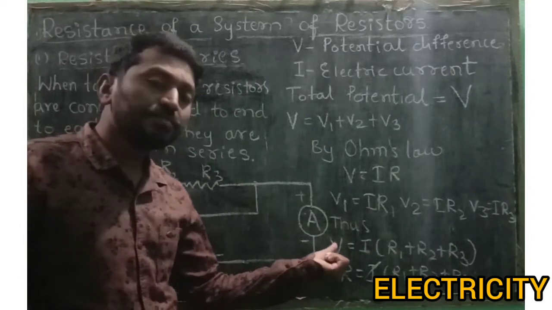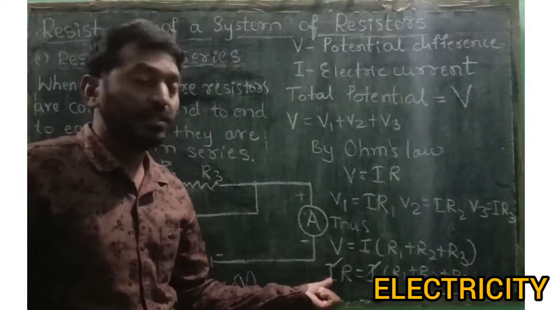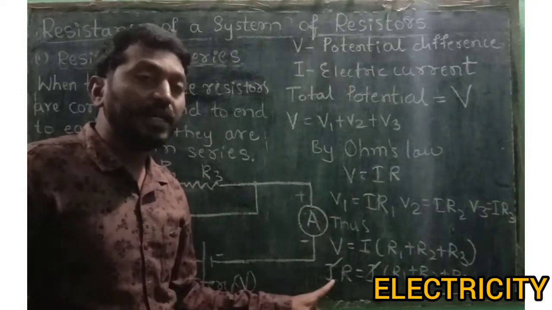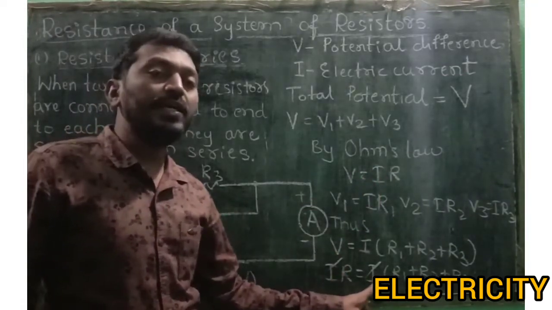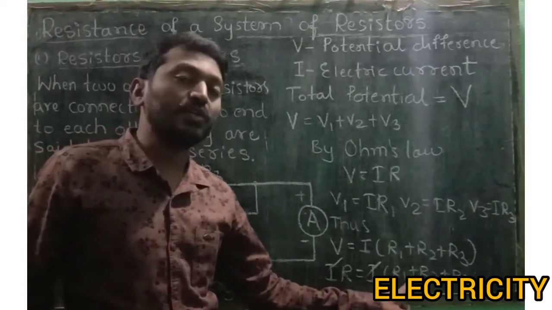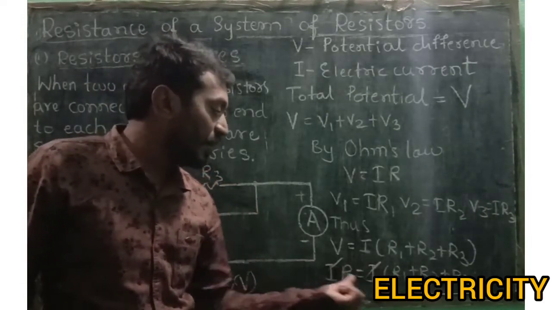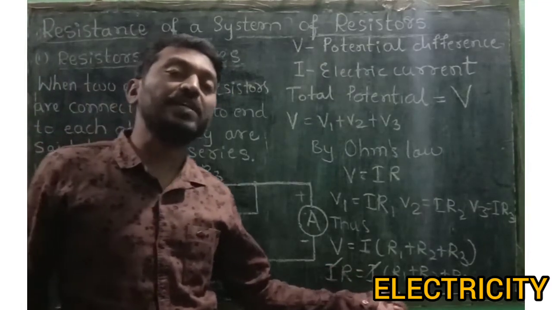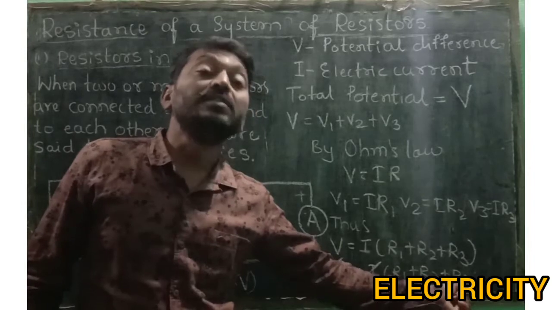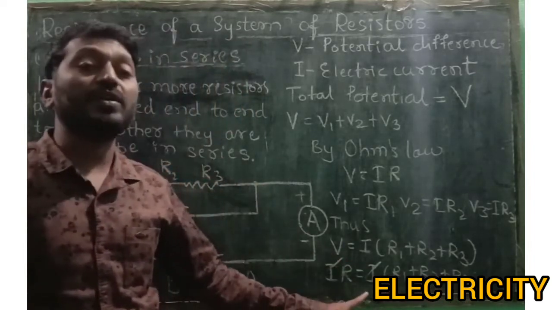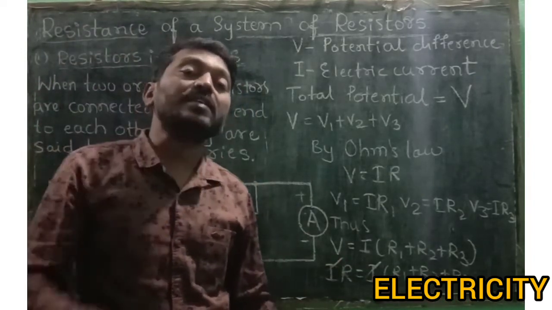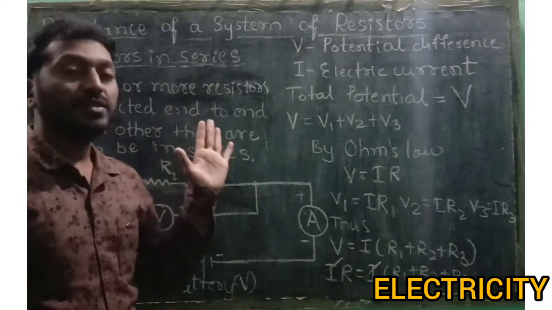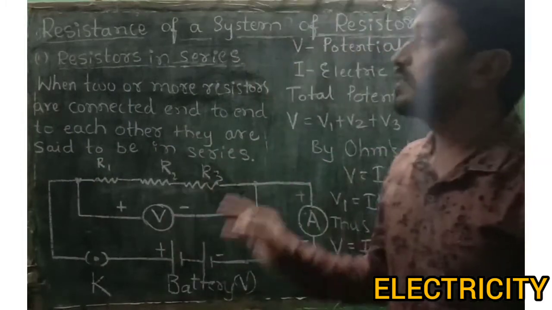Here V means IR, so instead of V I take IR. So IR equals I of R1 plus R2 plus R3. Therefore, I gets cancelled. We get R equals R1 plus R2 plus R3. This is the formula for resistors in series combination. Okay, so this is about resistors in series.